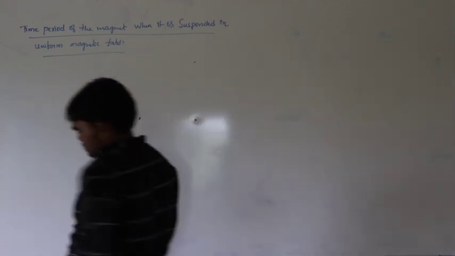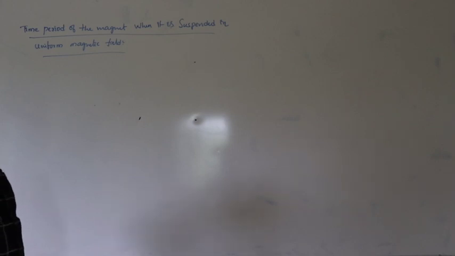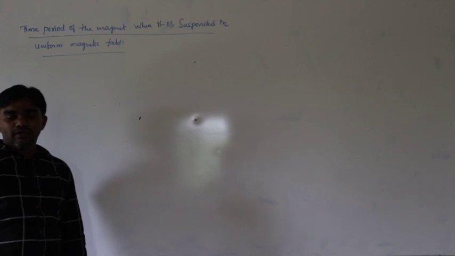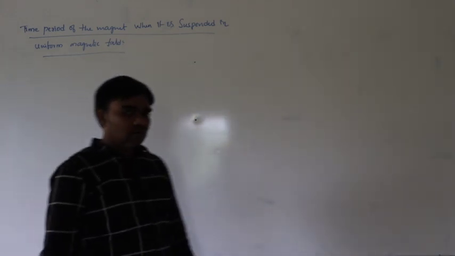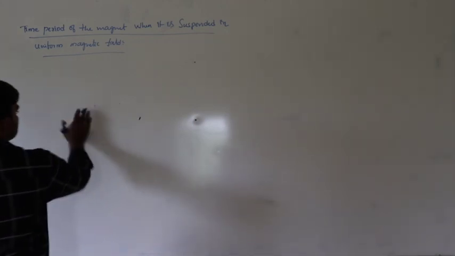So, how can you do this? Just like the time period of the simple pendulum, which you know very well, T is equal to 2 pi into under root L by g. In the same way here also we calculate this. See here.